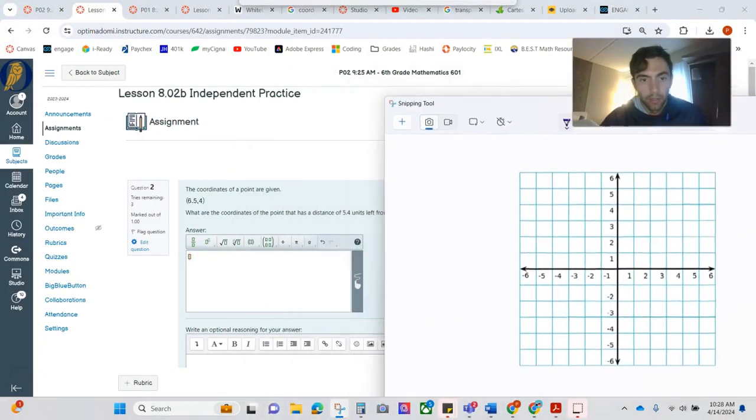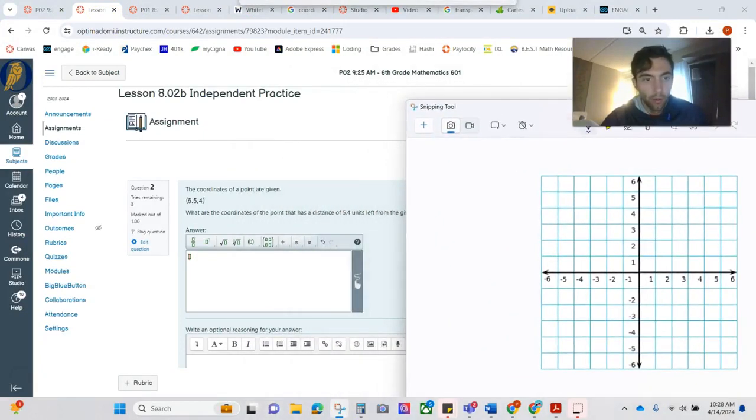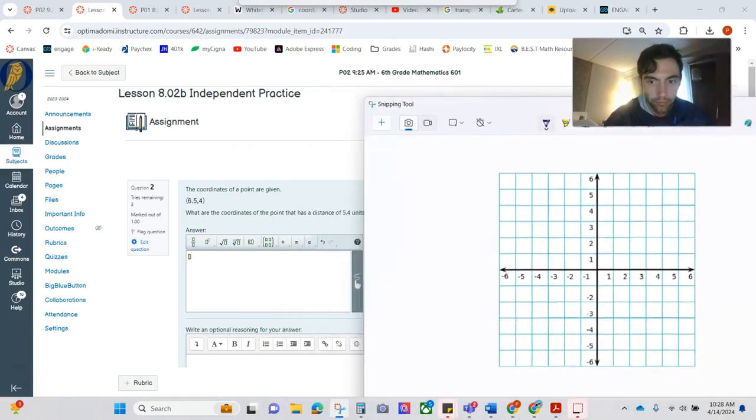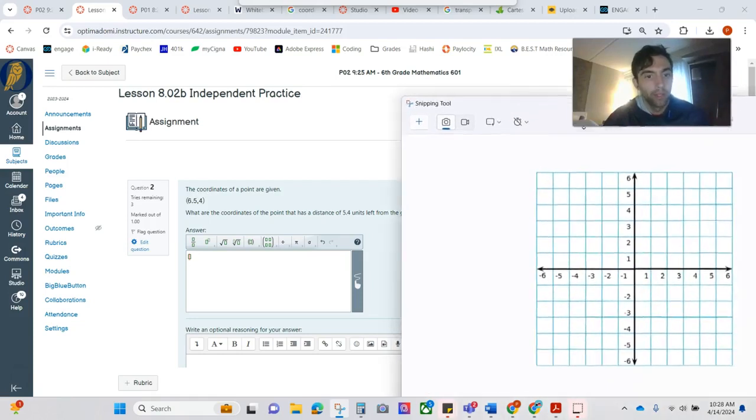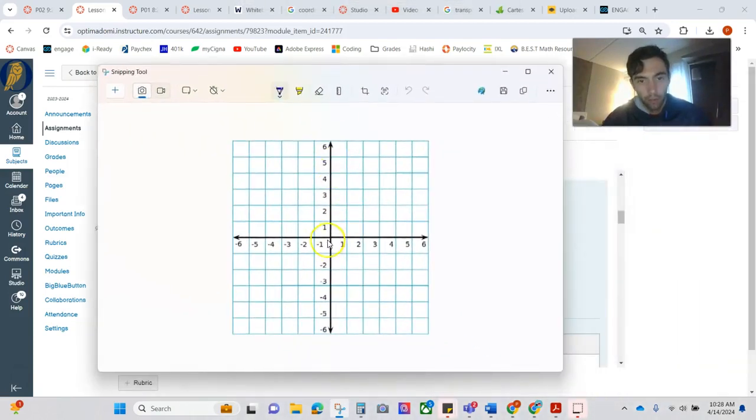So I go over about where it is: 6.5 and 4. So I go over to 6.5 and up 4. Over to 6.5, which looks like my graph's not big enough. It'd be right about here, 6.5, and then up to 4. So this is about where my dot would be. Now, right, 6, a little half jump. Here's where my dot would be: (6.5, 4).